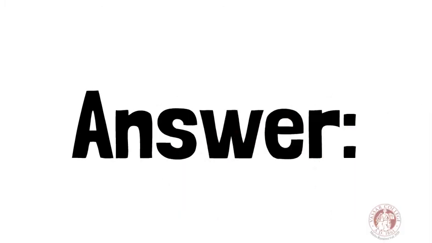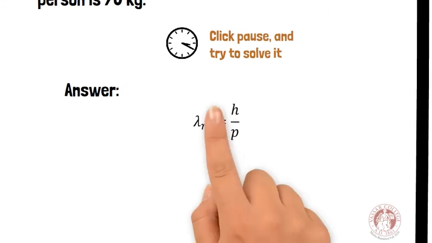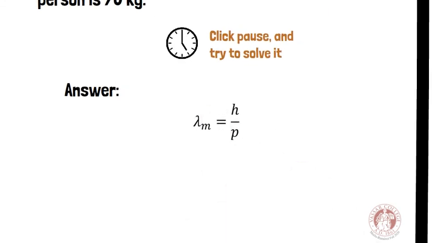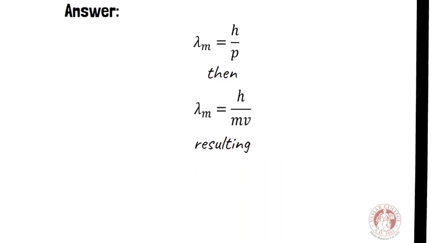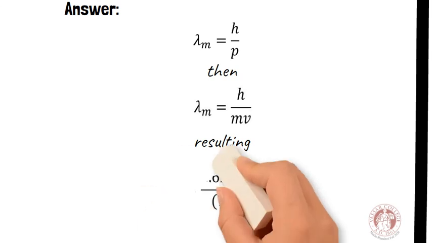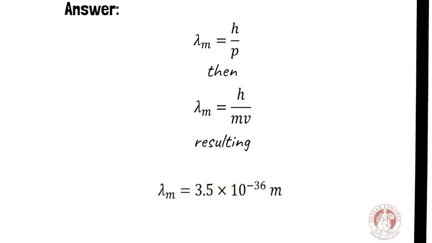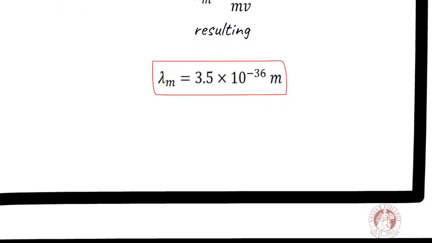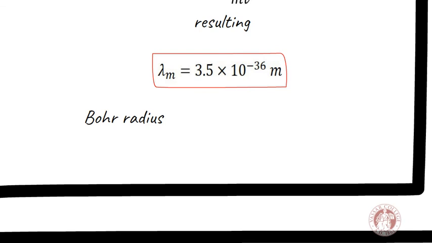Answer. We know that the de Broglie wavelength is defined as follows. Using the classical definition of the momentum, we see that. Using the values we have, then we can see that the de Broglie wavelength is the following. It is possible to see that this value is very small. Actually, it is 26 orders of magnitude smaller than the Bohr radius, and 24 orders of magnitude smaller than the shortest electromagnetic wavelength.